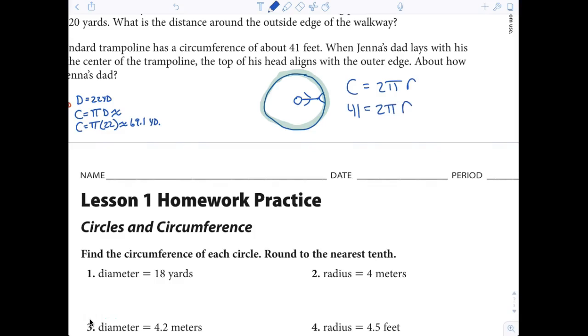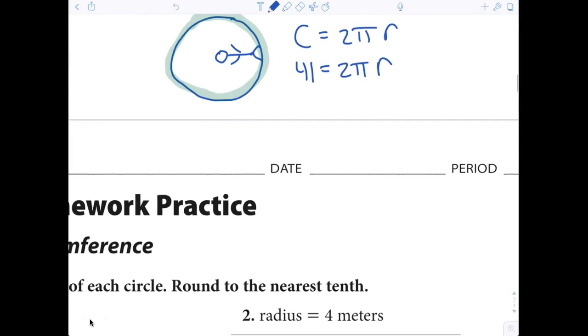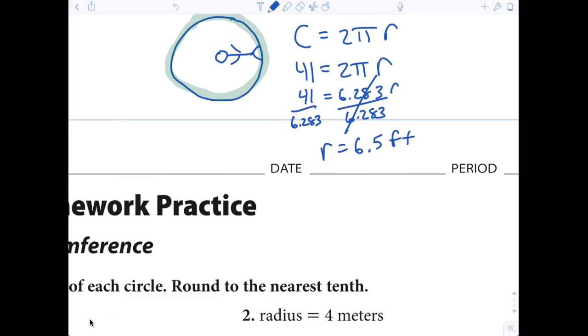Is everybody with me? Now, what's 2 times pi? 6.283 approximately. So now how do I go backwards on this, someone? How do I go backwards? Yes, sir. Thank you very much. I'm going to divide by 6.283, and that crosses out. So R, or the dad, is approximately what? 6.5 feet. Does everybody agree with that?